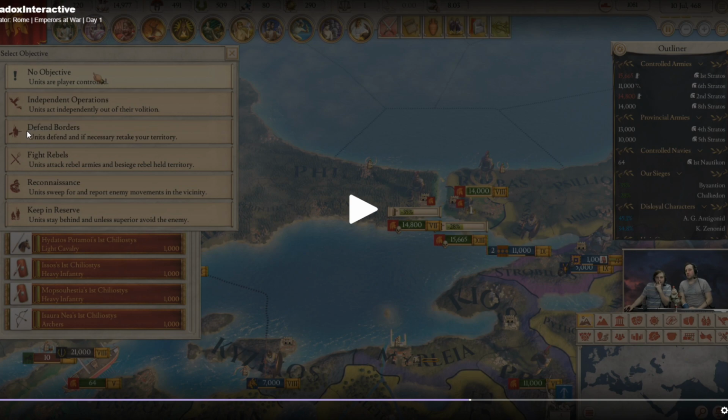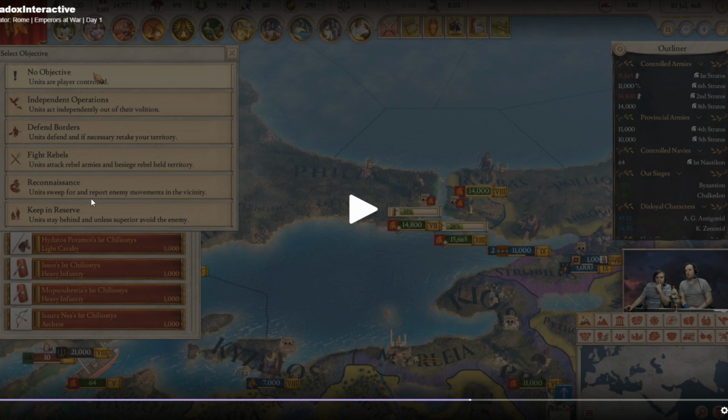You've got defend borders, units defend and if necessary retake your territory. Fight rebels, units attack rebel armies and besiege rebel held territory. Reconnaissance, units sweep forward and report enemy movements in the vicinity. This one's quite interesting, I'll come back to that. And then keep in reserve, units stay behind and unless superior, avoid the enemy.